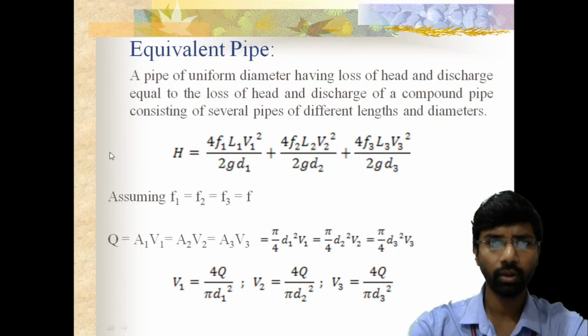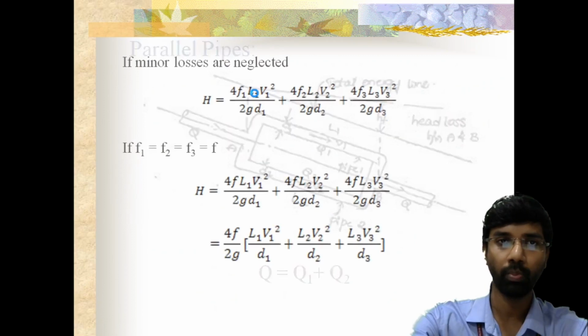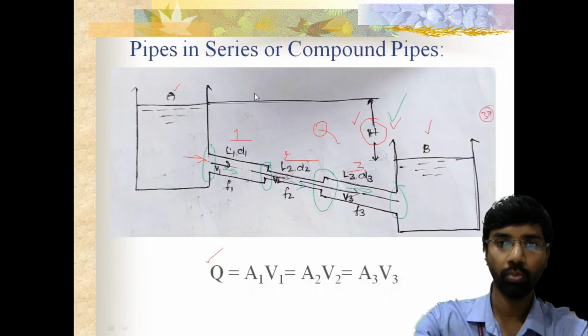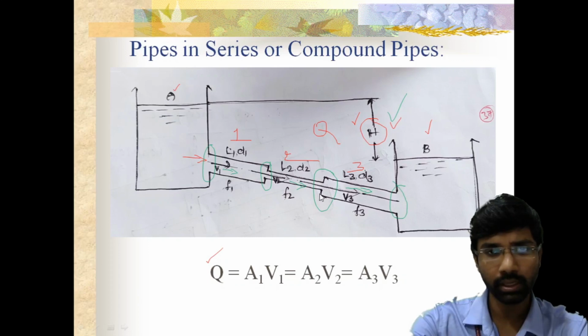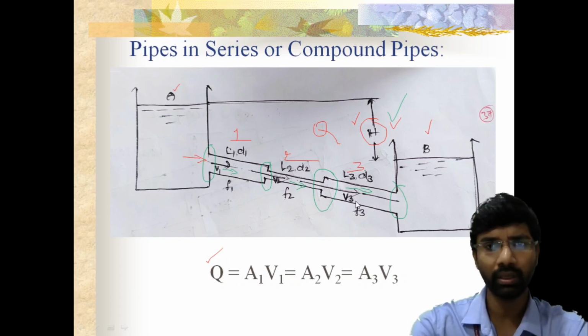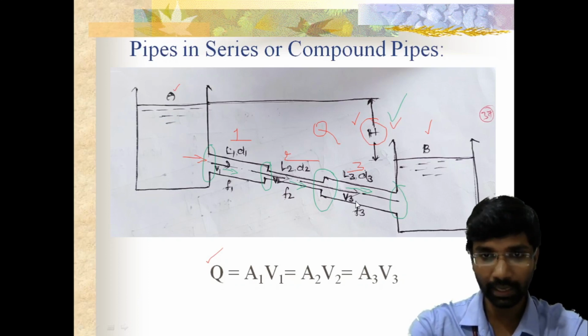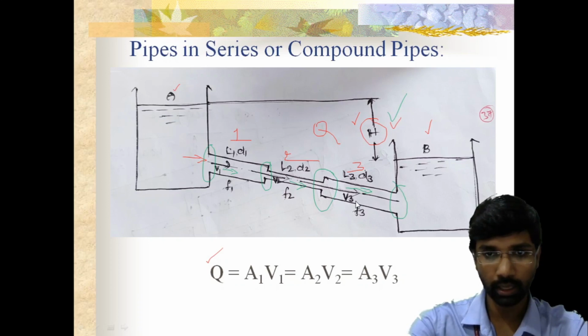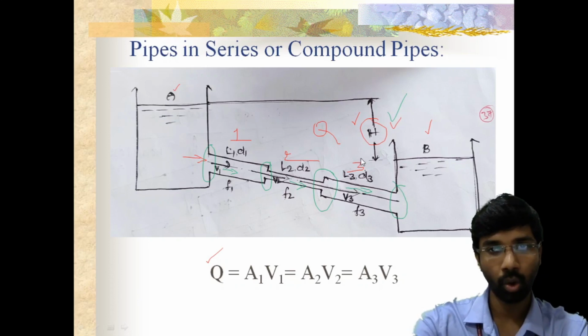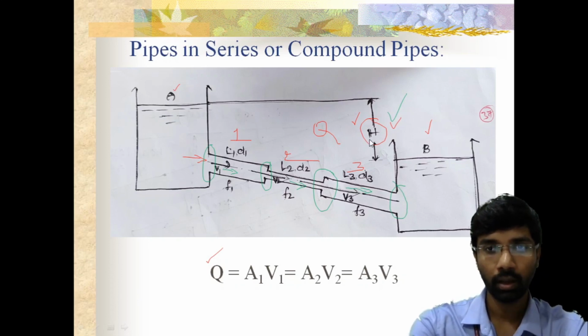Now the next one is equivalent pipe. The compound pipe and equivalent pipe concepts are related. What is an equivalent pipe? For example, this compound pipe has different diameters and different lengths. If you want to replace this compound pipe with a single pipe, that is called an equivalent one, and it must satisfy that the discharge must be the same and the head loss must be the same, right?